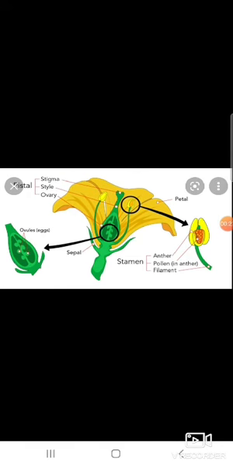Petals are the largest parts of flowers. They are often attractive, brightly colored, and sometimes sweet scented, and they attract insects. This ring of petals together is called the corolla.